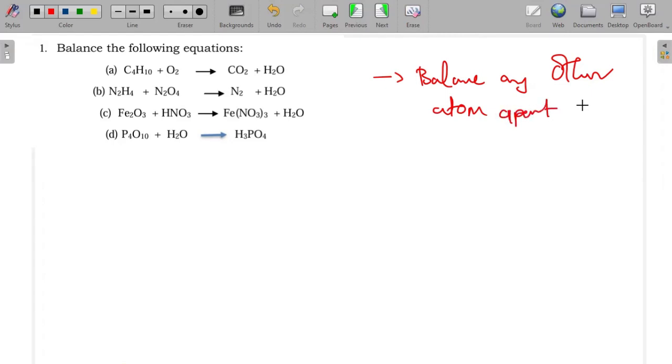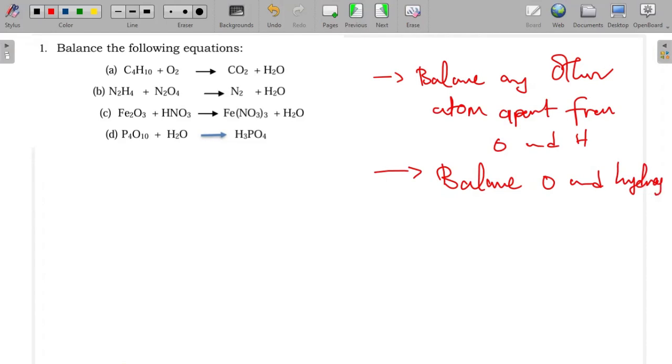apart from oxygen and hydrogen. So in any chemical equation that you are given, first balance any other atom that you have apart from the hydrogen and the oxygen. Then step 2, we're going to balance oxygen and hydrogen. Here it depends on which one is simpler. Sometimes you can start with balancing the oxygen and then balance the hydrogen later, or you can start with balancing the hydrogen and then balance the oxygen later.